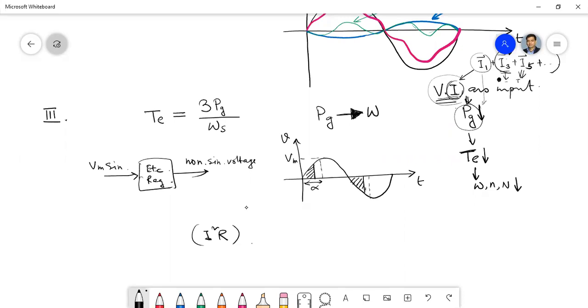This is not I1. This is I RMS, but the waveform was sinusoidal. When the current became non-sinusoidal, that I RMS remains the same, that is my assumption. Whether sinusoidal or non-sinusoidal, the VI input to the machine will not change. The actual power input to the machine will not change. That is my assumption.